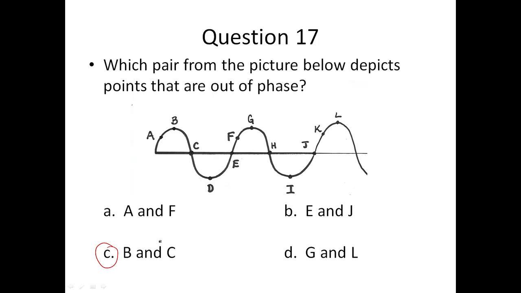Which pair from the picture below depicts points that are out of phase? A and F are in phase. E and J are in phase. Yes, so we should have a node in between every time you're looking for in phase. B and C, there's no node in between, it's too close, so that is not in phase. G and L are in phase. Okay, those are in phase.